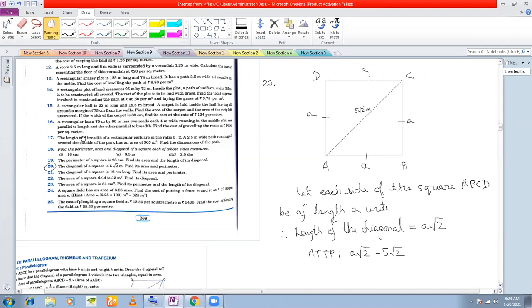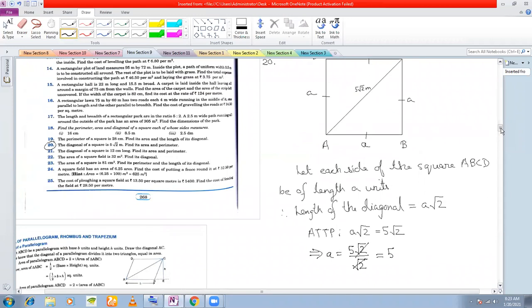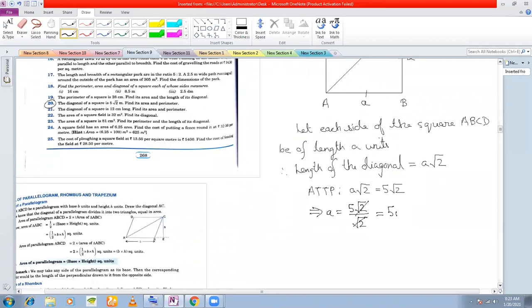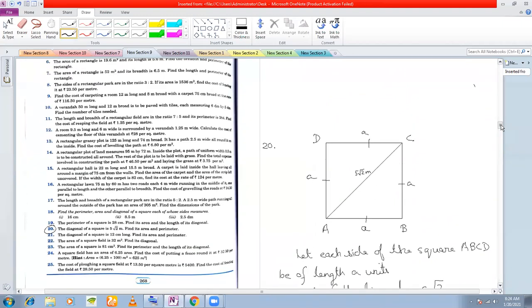And therefore, we can find out the value of a from here. That means a is 5 root 2 by root 2. If you divide both sides by root 2, you get 5 root 2 by root 2. Root 2 and root 2 cancel. You simply get a is equal to 5. So each side of this square is of length 5 meters, because the length of the diagonal is in meters, so we'll use meters. Now once we get each side of the square, it is very easy to find out the area and perimeter.